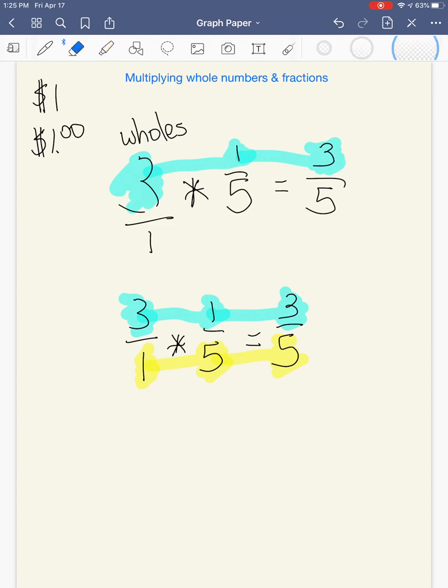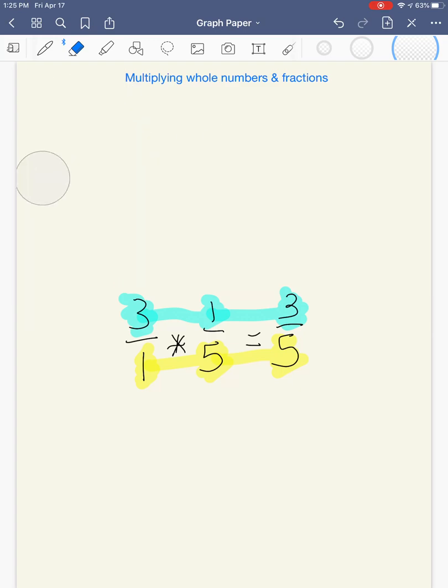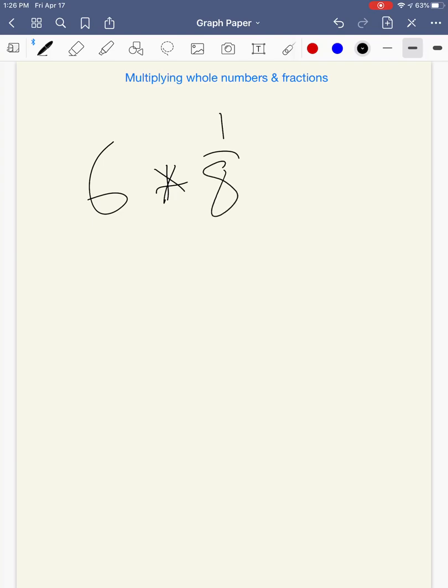So I'm going to give you one more just to do on your own, and we're going to call it a day. So let's do 6 times 1/8. So what would 6 times 1/8 be? You can pause it if you want to work it out. I'm going to do it in a second here.